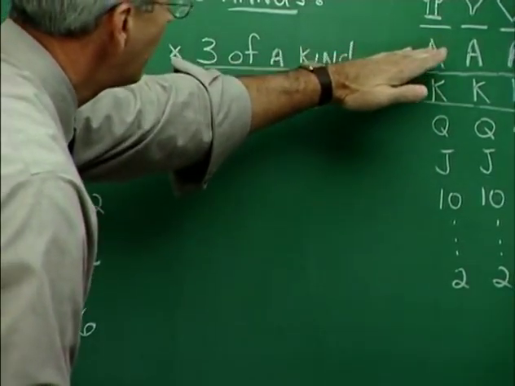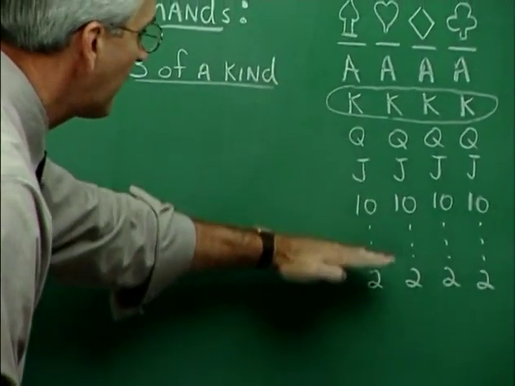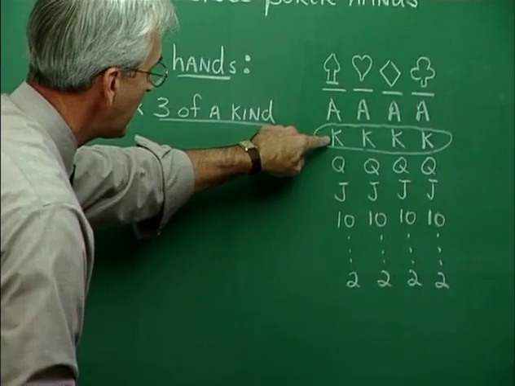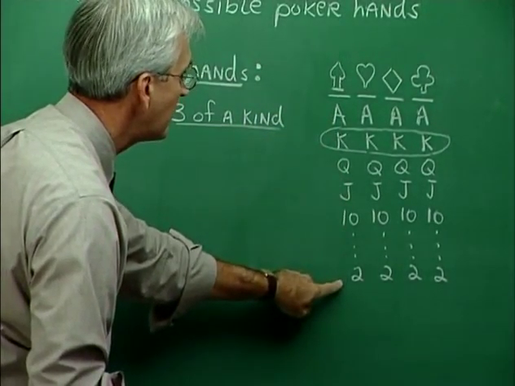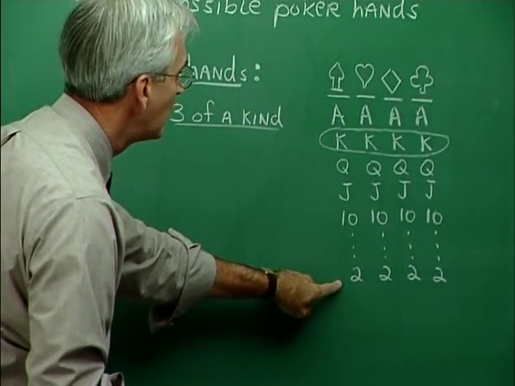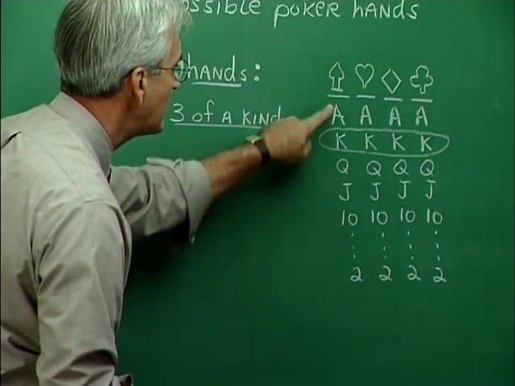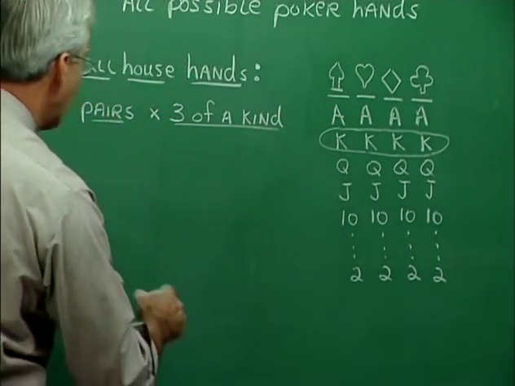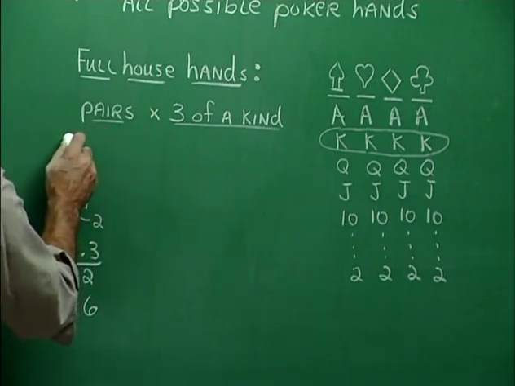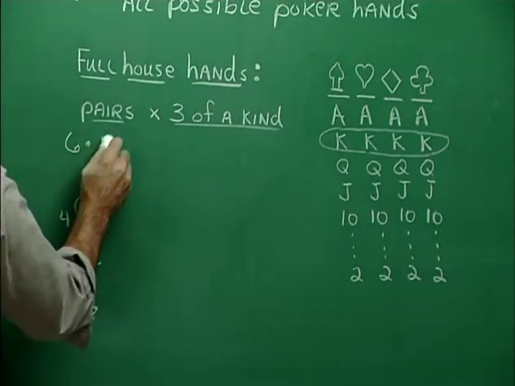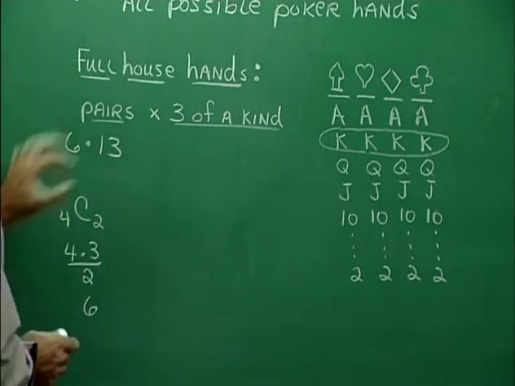Now, how many possible pairs are there altogether? If there are 6 right here, but there are 13 different items here. There are 13 items in every suit, you see. And so we have 6 times 13 for the number of pairs. 6 times 13. Wow, so that's the number of pairs.